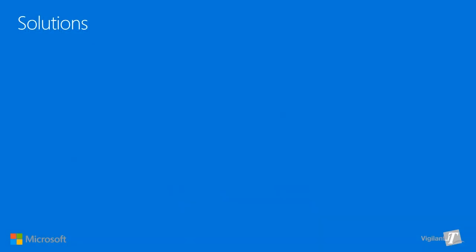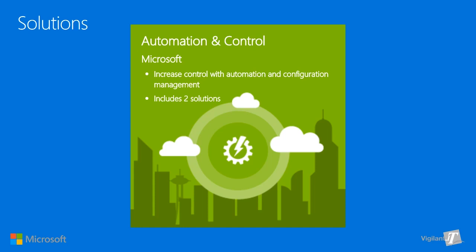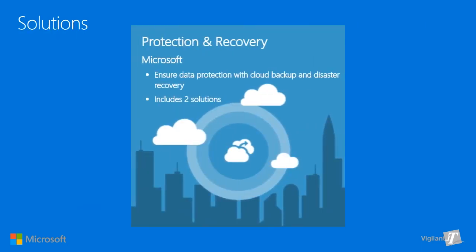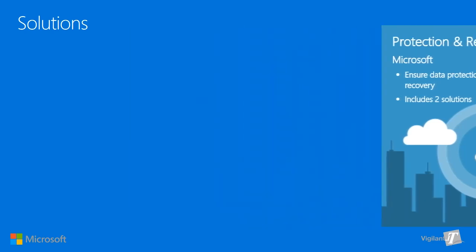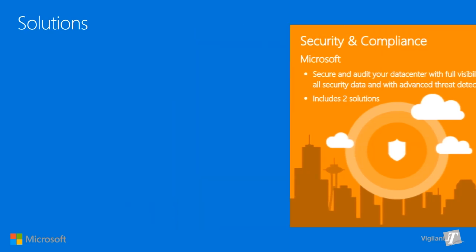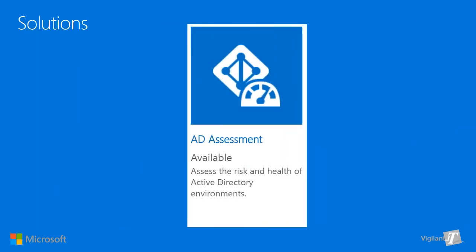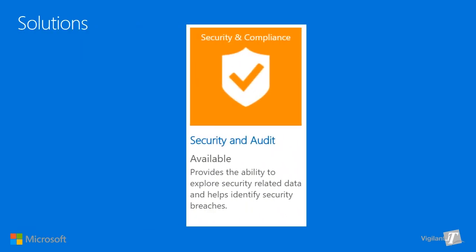As of today, OMS solutions can be divided into 4 major categories or themes: Insight and Analytics, Automation, Backup and Disaster Recovery, or Security and Compliance. As for Insight and Analytics, Microsoft develops solutions for data analytics via the Solution Gallery. Some solutions include Agent Health, to take a look at the health of the OMS agents, AD Assessment, the health of your Active Directory environment, which leverages AD best practices, or Security and Audit, which gives you insight to all security-related data.